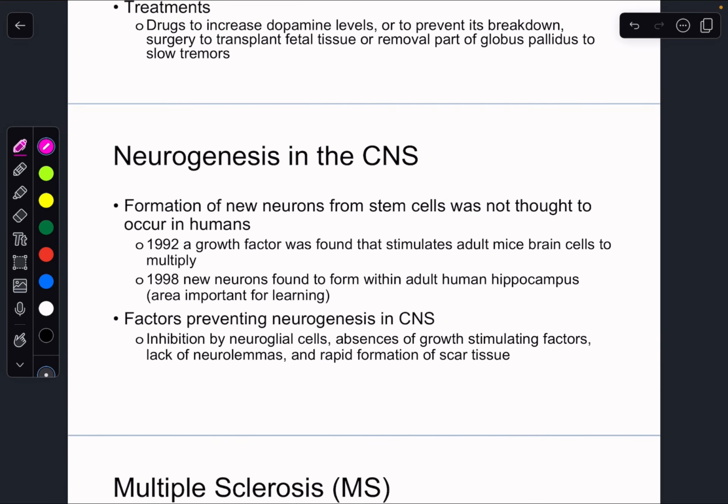Neurogenesis in the central nervous system. It is the formation of neurons from stem cells, which was not thought to occur in humans. In 1992, a growth factor was found that stimulates adult mouse brains to multiply. In 1998, new neurons were found to form within the adult human hippocampus, which is an area important for learning. The factors preventing neurogenesis in the central nervous system are inhibition by neuroglial cells, absence of growth stimulating factors, lack of neurolemmas, and rapid inflammation of scar tissues.